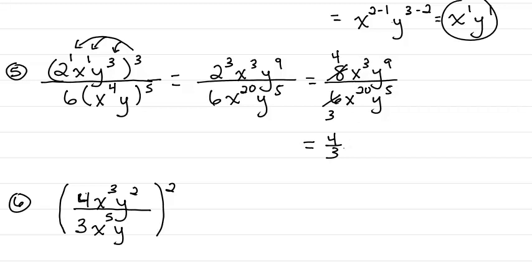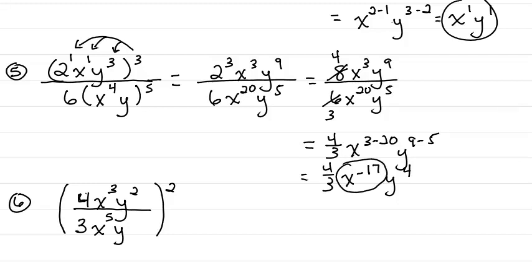Now, let me do it this way. Let's do the subtraction rule. X to the 3 minus 20, y to the 9 minus 5. So I get 4 thirds, x to the negative 17, y to the 4th. Well, here's a negative exponent. What does it mean? Reciprocal. But another way to think of it is, if you have trouble with reciprocal, go to the bottom, because I can't take the reciprocal of everything because x is the only thing with a negative exponent on it. So I have my 4 thirds. X now goes to the bottom of the fraction, y stays on top.